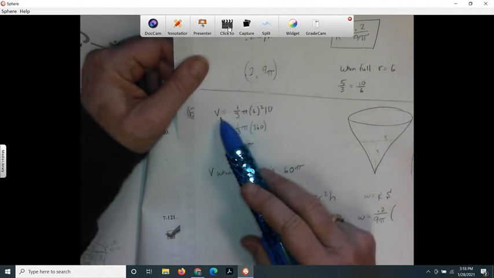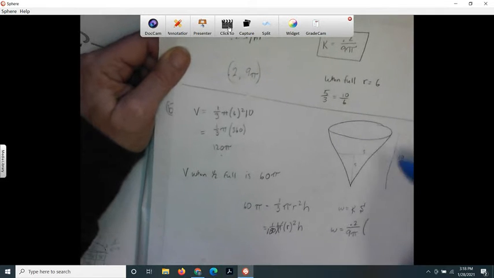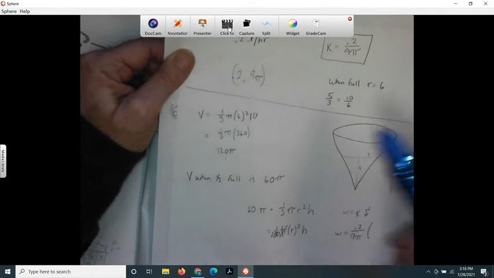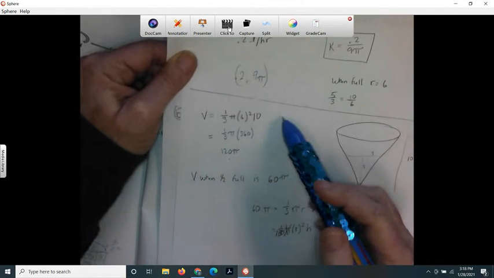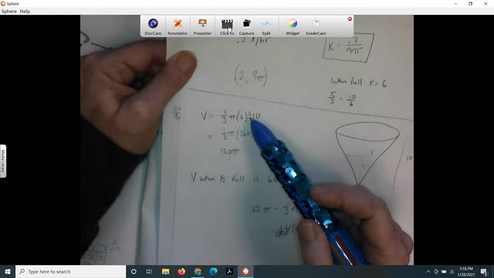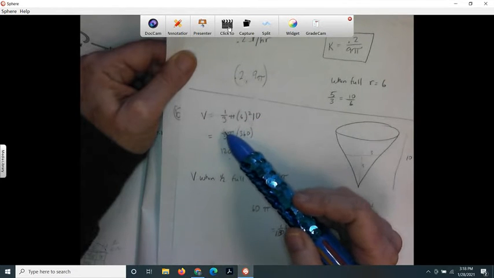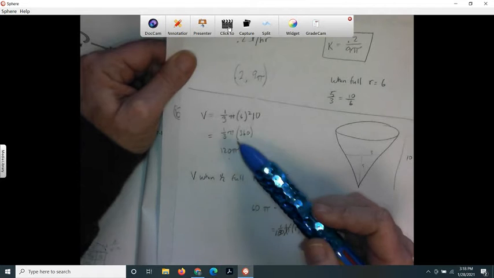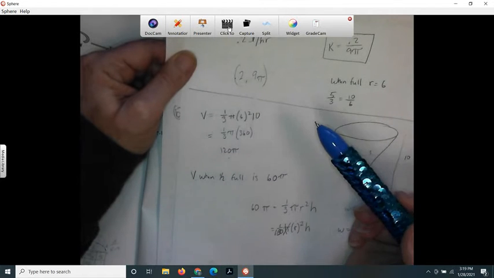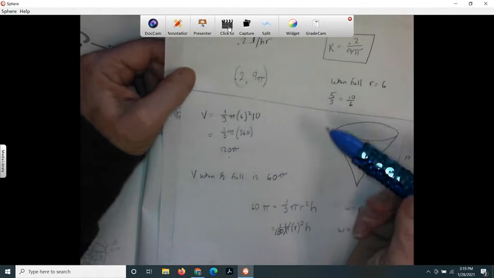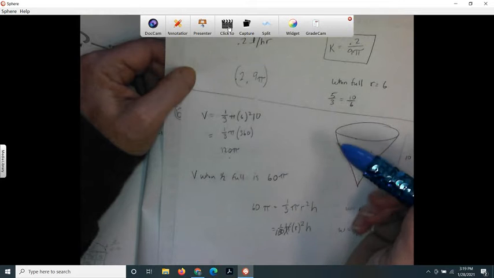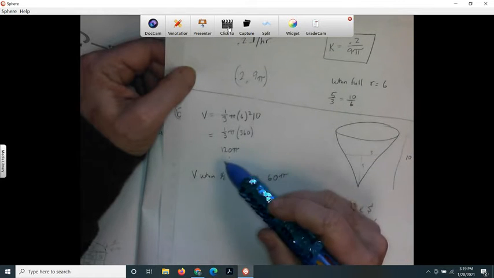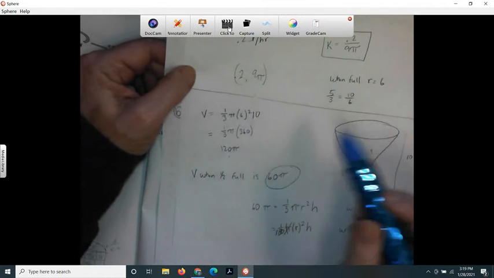That is when this thing is full. And I want to find the volume when it's full, so all I had to do is 6 squared is 36 times 10, that's 360. 1/3 of 360 is 120 times pi. So 120 is the full container. But they're asking me about when it's half full. So when it's half full, I know it's half of 120, so that's where this 60 comes from.